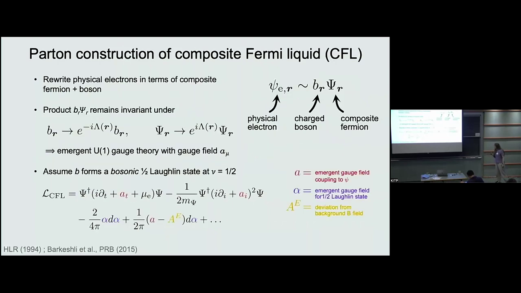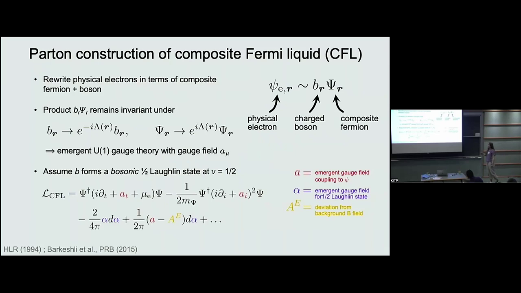Okay, but I wanted to talk about a dual description for the composite, in order to talk about the edge theory. The same is sort of true here. In particular, it's convenient to look at a parton approach. So we start by rewriting our physical electron in terms of a charged boson, and what I'm going to call the composite fermion.